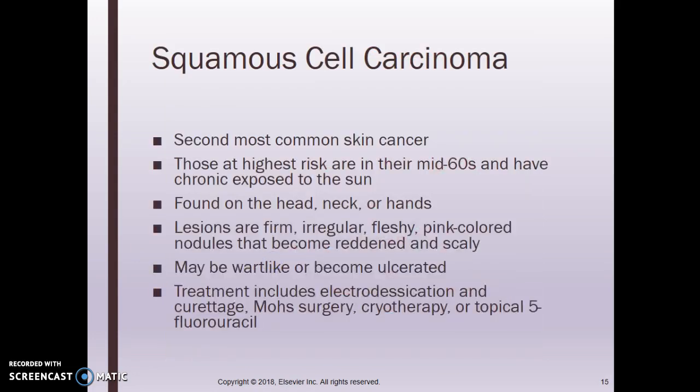And then you have your squamous cell carcinoma. It's the second most common skin cancer. However, it is aggressive and it has a high incidence of metastasis if not identified and treated promptly. I've actually seen this in one person that I took care of, and it had gotten to the point where we couldn't even treat them anymore. So it's important for us to be teaching skin assessments. This is found on the head, neck, and hands. Lesions are firm, irregular, fleshy, pink-colored nodules. It may look like a wart. So that's the second most common skin cancer, squamous cell.